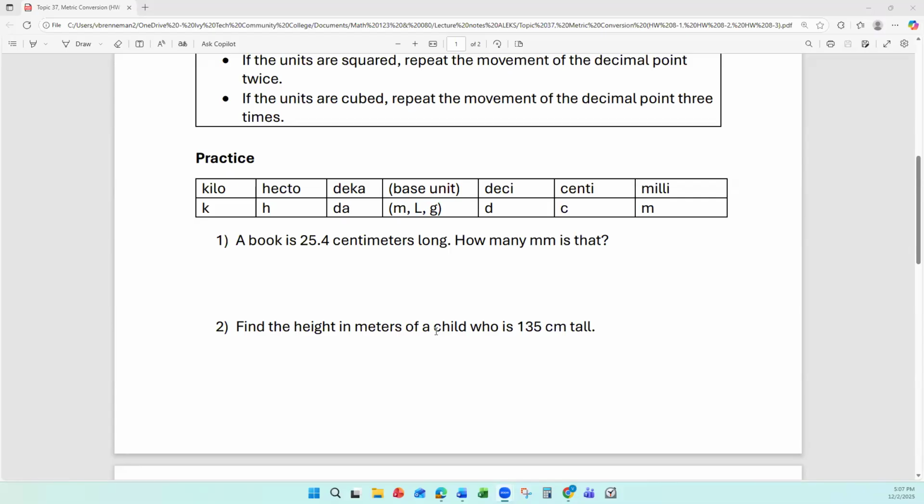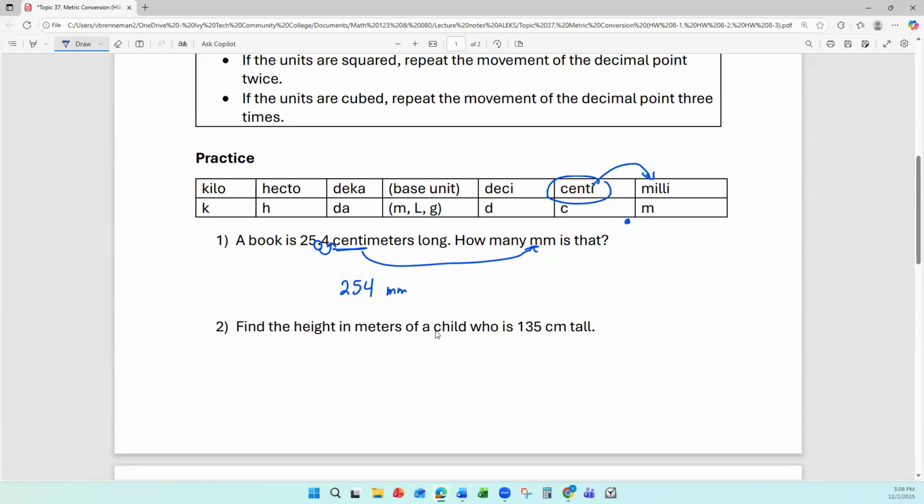So, a book is 25.4 centimeters long. How many millimeters is that? So I find centi is my starting prefix. And I want to go to milli, the M prefix. Centi to milli is moving one place to the right, so that's what I do with the decimal point. So 254.